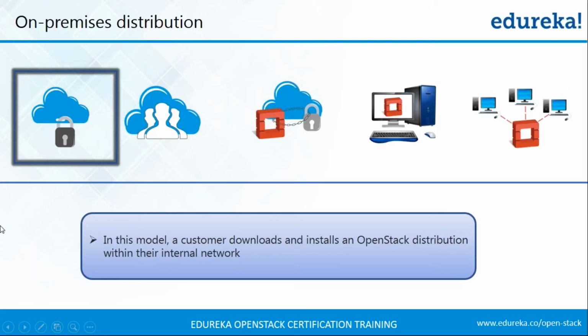The first one is an on-premises distribution. Let's say that you have an enterprise and you want to set up your own private cloud infrastructure. On-premises means within your own company premises. This is where you can use the OpenStack software to set up your own private cloud infrastructure.